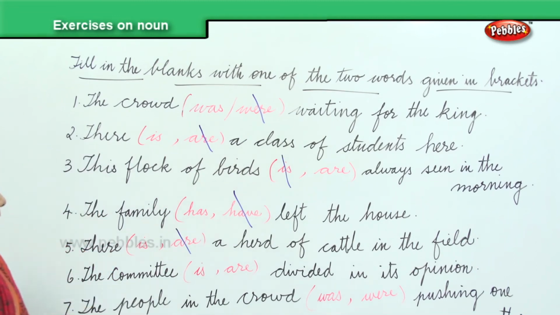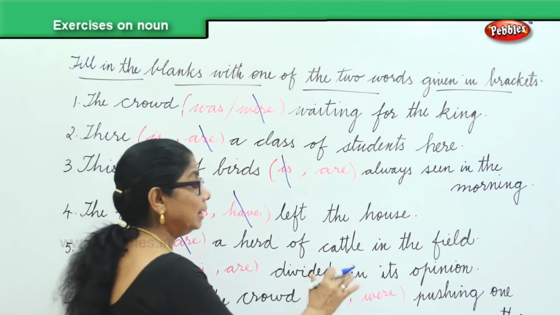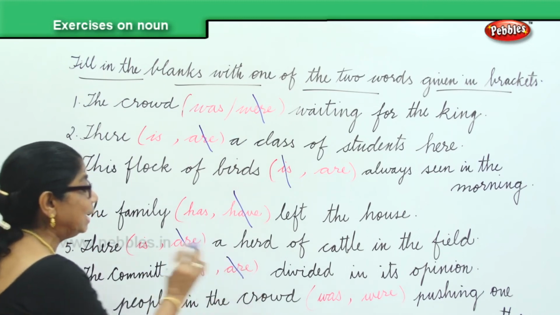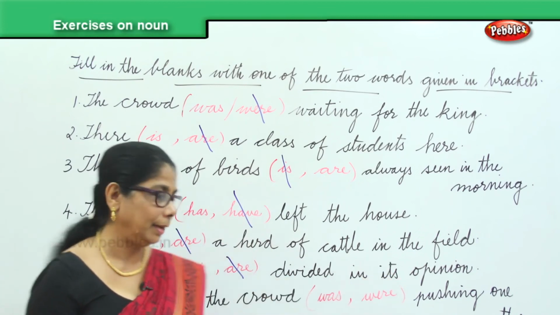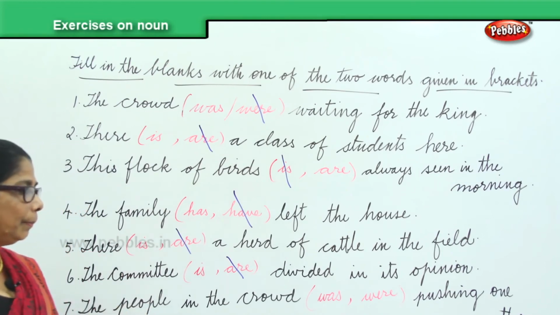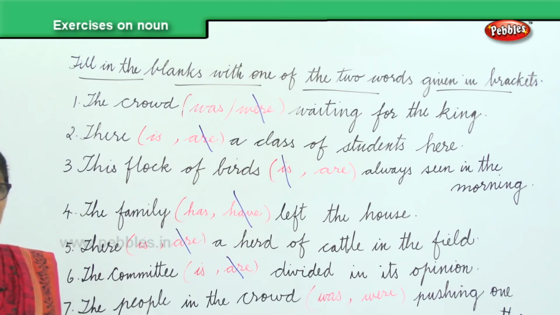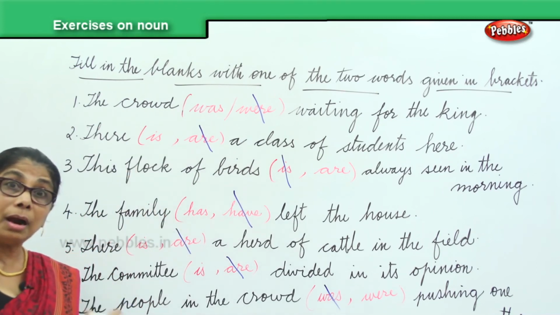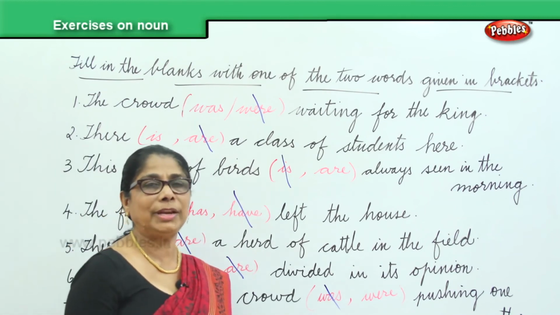The committee. Committee is a number of people. The committee are divided in its opinion. You will say the committee is. This is a group, singular. So the committee is divided. Committee is divided in its opinion. And finally we have the people in the crowd. The people in the crowd was pushing one another. No, you will say people, the crowd is a hundred, a big number. So the people in the crowd were pushing one another.